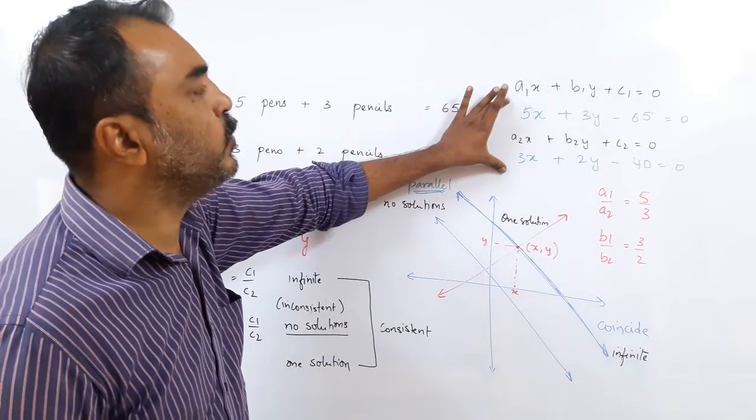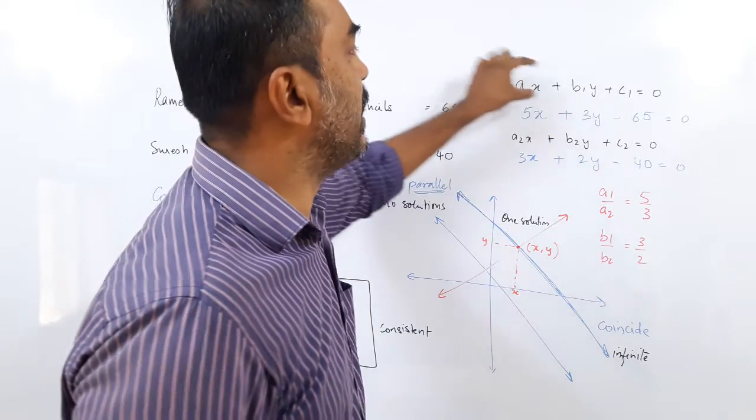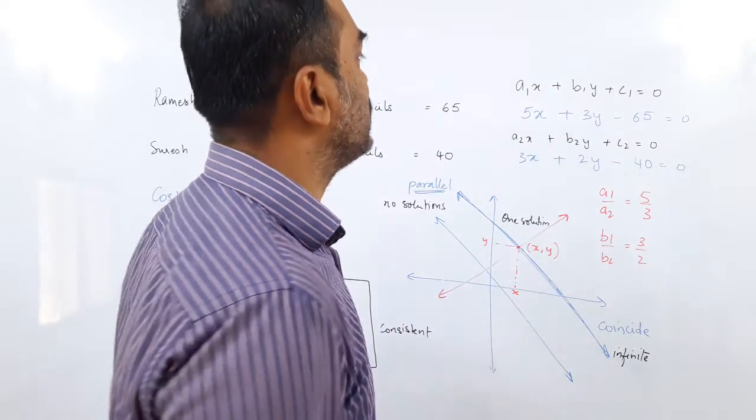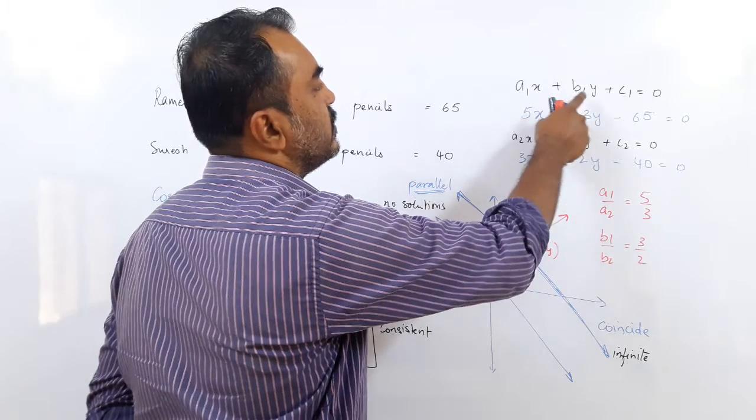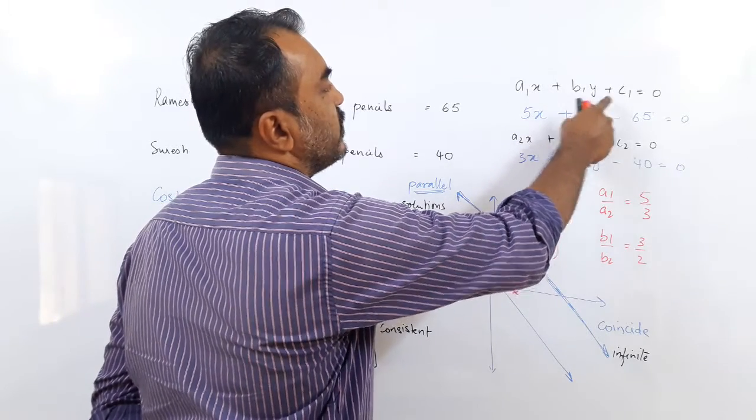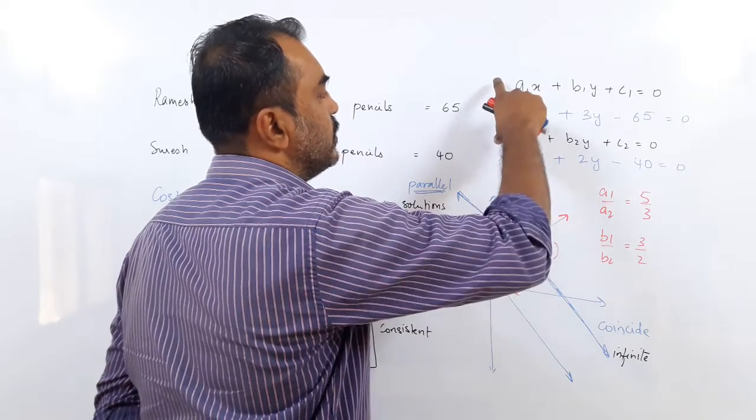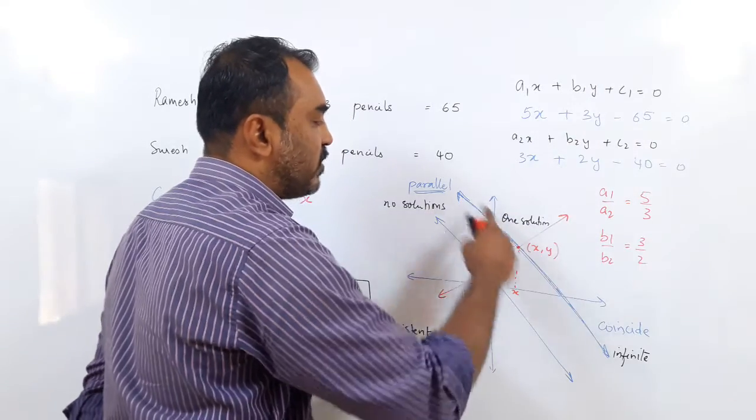Now, we have got two equations. Here you can see a1x plus b1y plus c1 I call the first equation. a2x plus b2y plus c2 I call the second equation. What is a1? It is the coefficient of x in the first equation. b1 is the coefficient of y in the first equation. In the same way, a2 is the coefficient of x in the second equation. So I got these two equations.